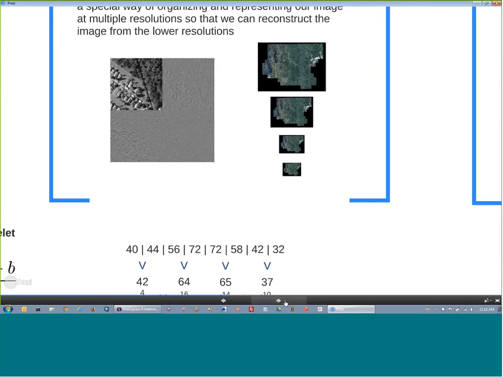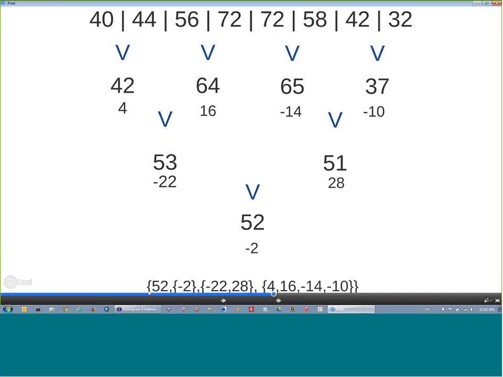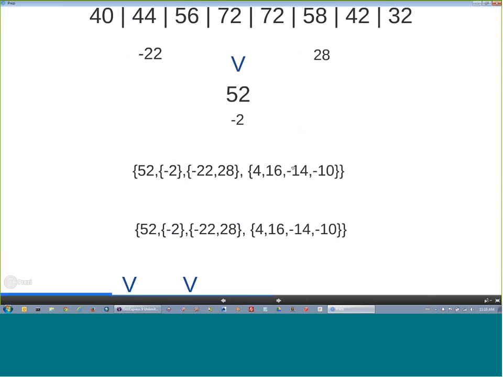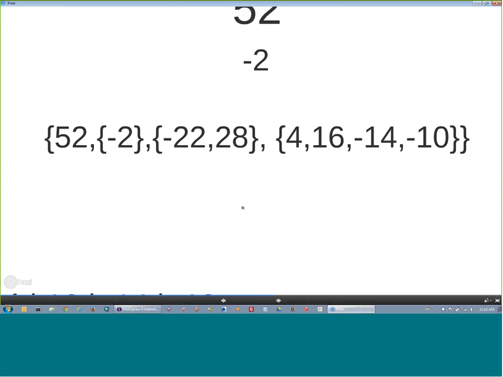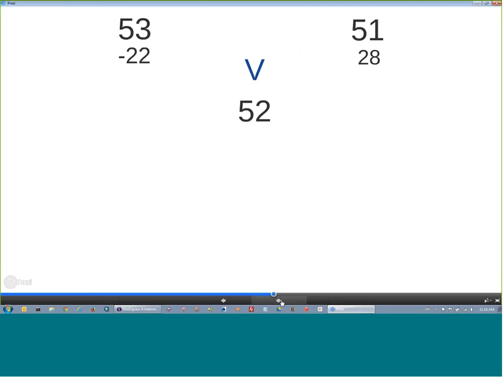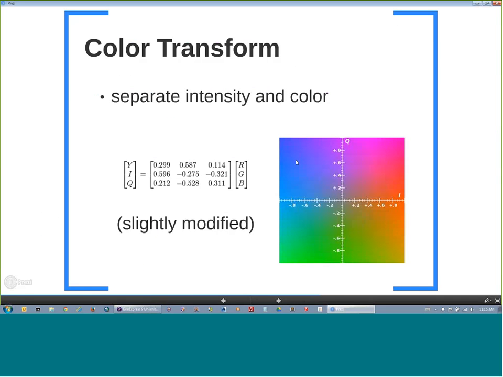So let's see what's next here. We've made our little storage here. This is what we're storing, these subbands. Now let's see what we do with that information. We're going to take those little subbands, and we're going to run their values through what's called a color transform. Why would we do that? Why would we run it through this process? We do that so that we can separate the intensity and the color.